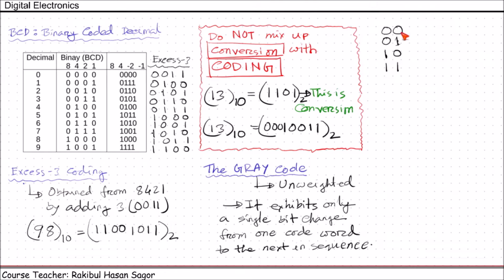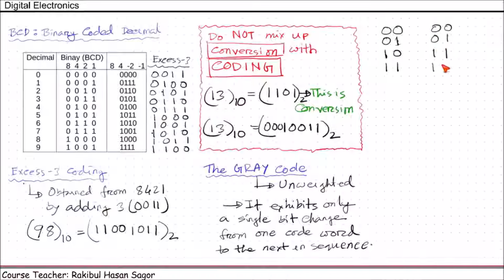But if we want to write the same sequence in gray code, then the first number will be 0, 0. Then the next number will be 0, 1. We are having only one change. This 0 remains same and this 0 becomes 1. The next number will be 1, 1. This 1 remains same. This 0 becomes 1. So only one change is occurring here.